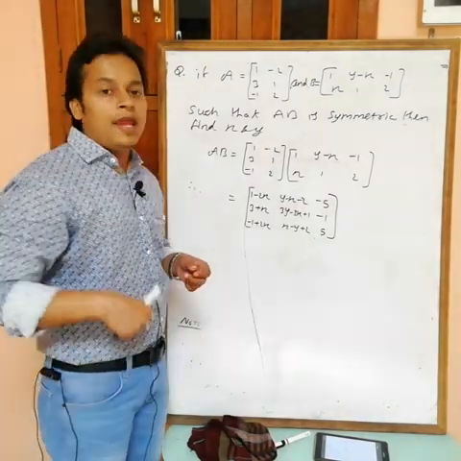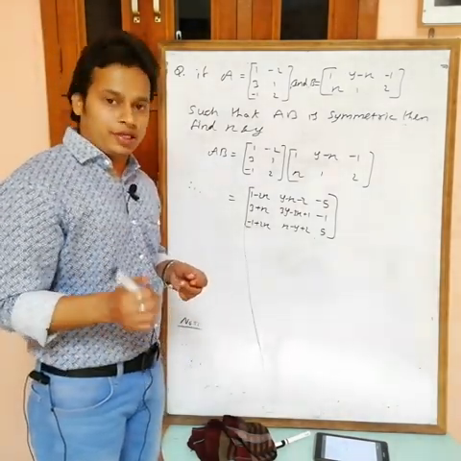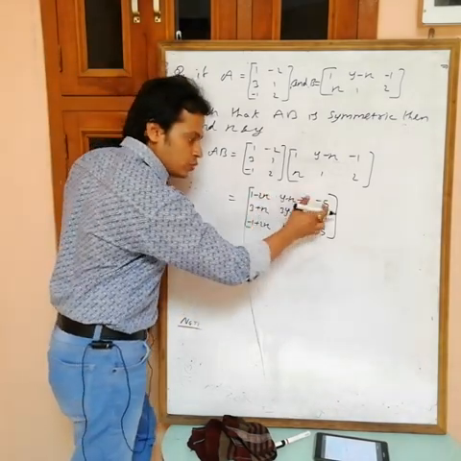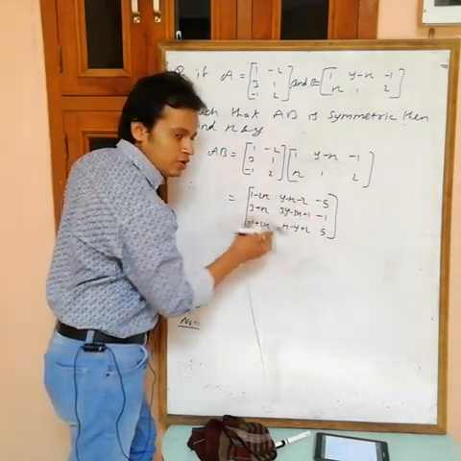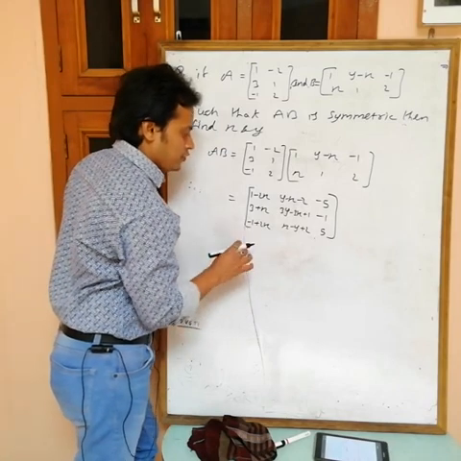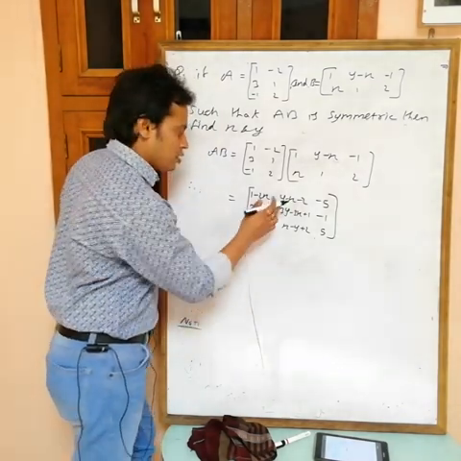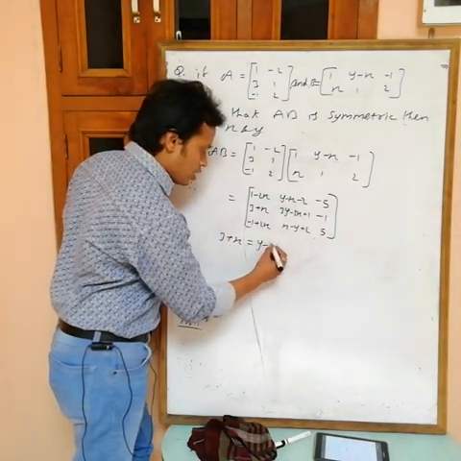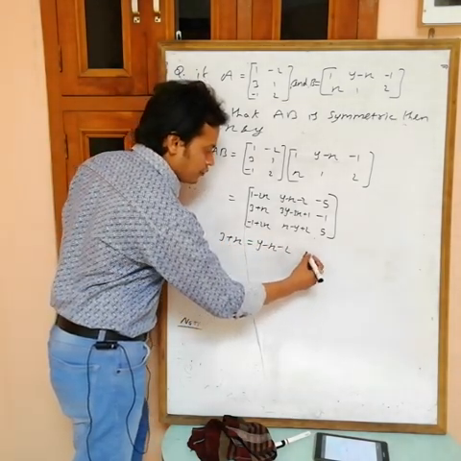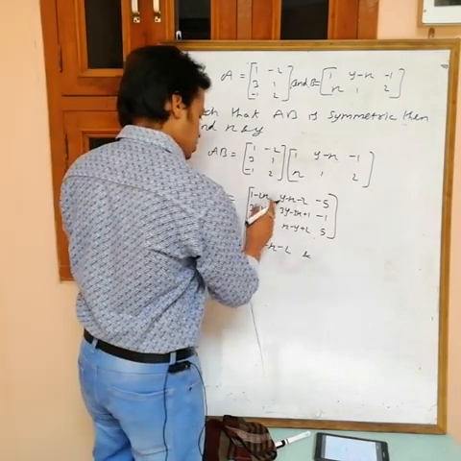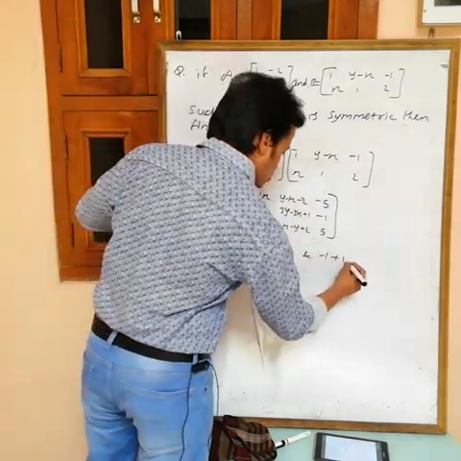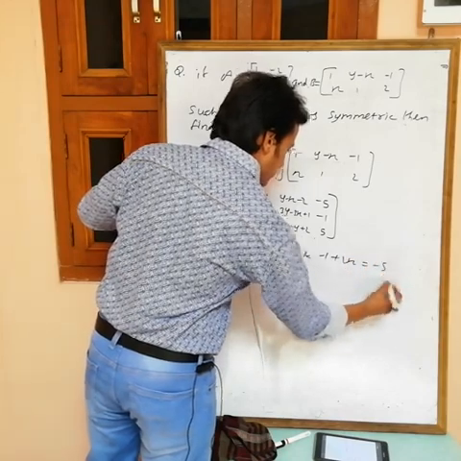Then Aij equals Aji. Okay? It means this one equals this one, and this one equals this one. So we want only two values, x and y. So I am comparing these two: 3 plus x equals y minus x minus 2, and this equals this one, and this one equals minus 5. Minus 1 plus 2x equals minus 5.